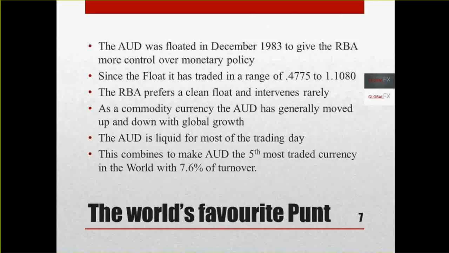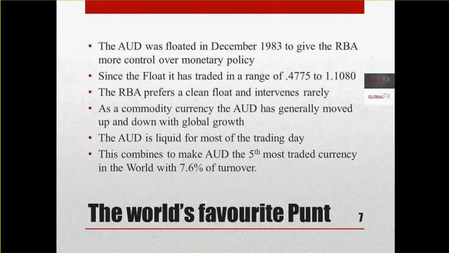But on that day I put out a paper saying that the Aussie was going to bounce 10 cents, and it did, so that was pretty good. One of the most important things when we look at the outlook is the RBA prefers a clean float, and the fact that it's liquid for most of the day pretty much is one of the reasons why, and I think also because if you go into any dealing room in the world you'll find an Australian, and we do like to punt.